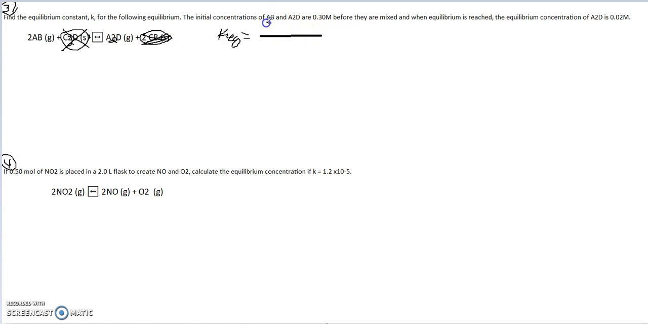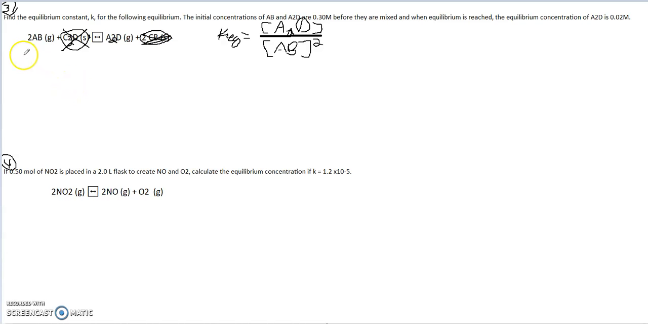If I put my product up top, the only product I have to deal with is A2D, because we crossed out the solid one. Yes, I know it's a messy 2, you can figure it out. That is not going to be raised to any power because there is no coefficient before it, and yes, this equation is balanced. Feel free to check if you're not sure. Reactants go on the bottom, so we have our AB over here, and that is actually going to be raised to the second power because of the coefficient of 2 right there.